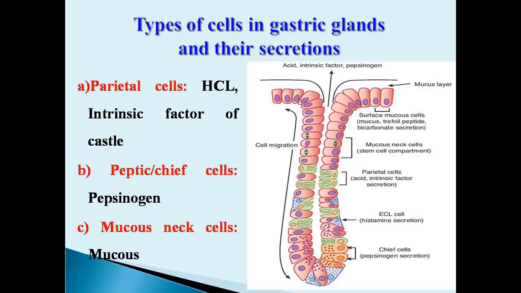Here are some cells in the gastric gland and their secretions. We have 3 important cells in the gastric gland. Number 1, the parietal cell, secretes gastric hydrochloric acid and intrinsic factor of Castle. Number 2, the peptic cell or chief cell, secretes the enzyme pepsinogen. And number 3, the mucous neck cells, secrete mucus.